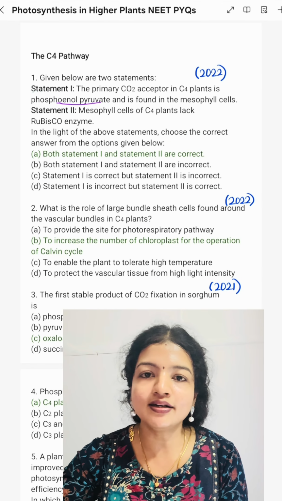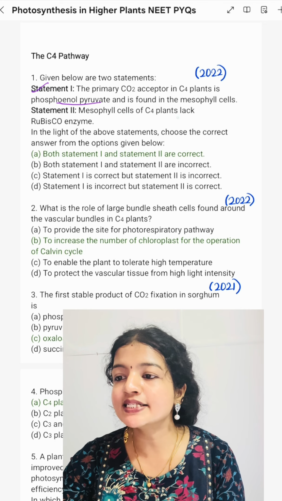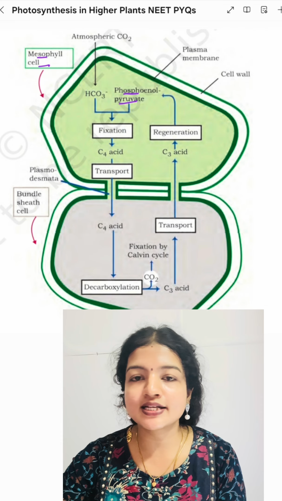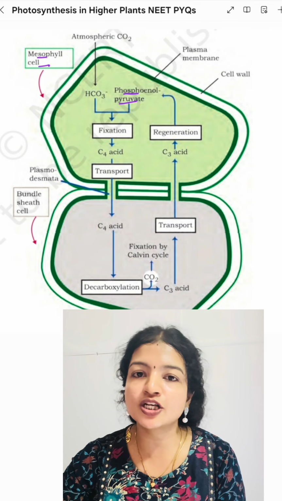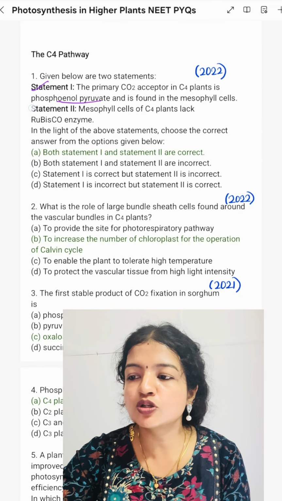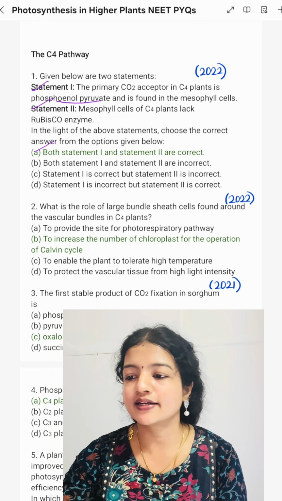So statement 1 correct. Statement 2, mesophyll cells of C4 plants lack Rubisco enzyme. This statement is also correct. So mesophyll cells lack Rubisco enzyme. Bundle sheath cells are rich in Rubisco enzyme. Statement 2 also correct. So option A, both statement 1 and statement 2 are correct.